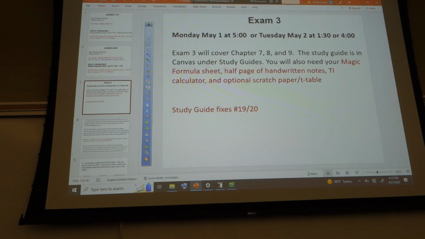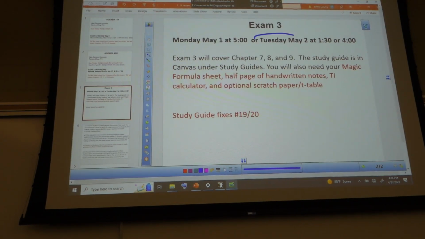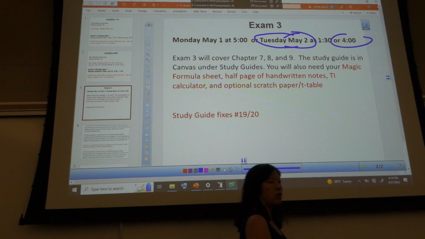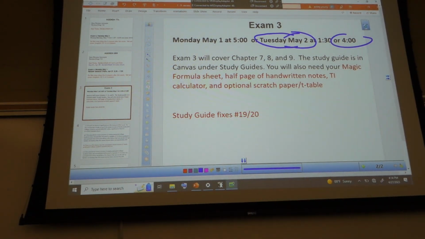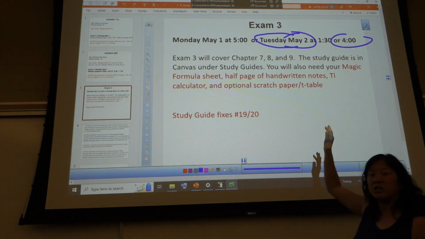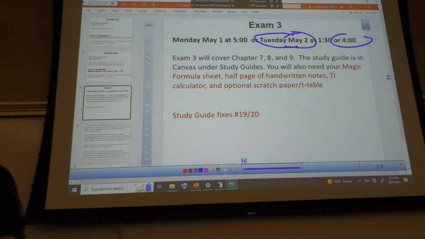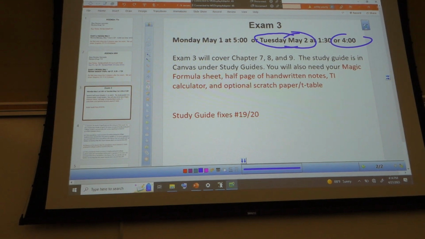Exam 3 is for you folks on Tuesday, May 2nd at 4 o'clock. It's going to cover chapters 7, 8, and 9. The answers to the study guide are in Canvas under study guides. The regular study guides are there too, but the answers, if you need those, you all have hard copies. You're also going to need your magic formula sheet, half-page of written notes, your TI calculator, and you will need your T-table. I do have extra T-tables, so if you don't have one, I can give you one the day of the exam and just give it back to me.